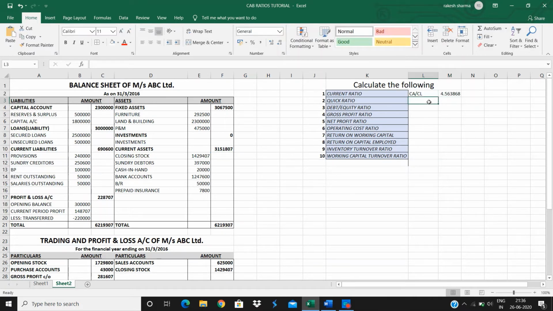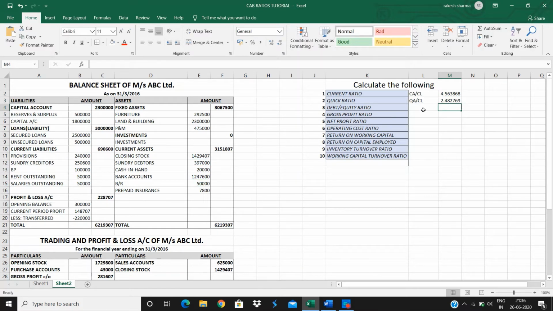Now quick ratio. Quick ratio is quick asset divided by current liabilities. Now quick asset is basically current assets, but it does not include prepaid asset and closing inventory. So what we are going to do here is that we will sum up sundry debtors, cash in hand, bank account and bills receivable. So we have ignored prepaid asset and closing inventory. Now we'll divide it by current liabilities and enter.